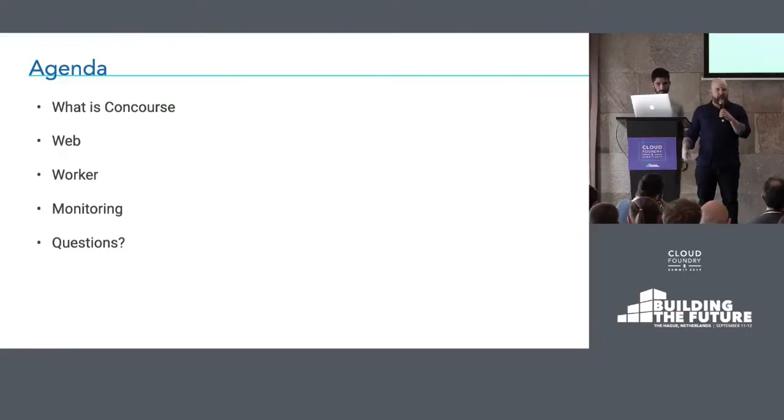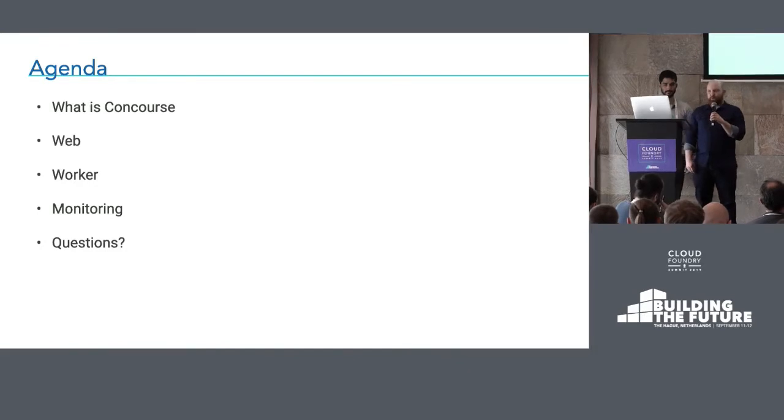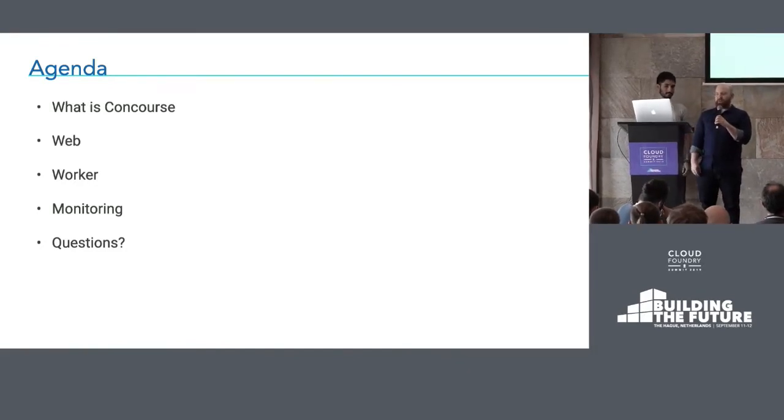So before we get going, we just wanted to do a quick agenda before we dive into things. We're going to start by giving a brief overview of what Concourse is. Then we're going to spend the bulk of our time performing a comprehensive overview of the two main components of Concourse, the web and the worker. Finally, we'll give some tips and best practices around monitoring Concourse, and I put a question mark under questions.